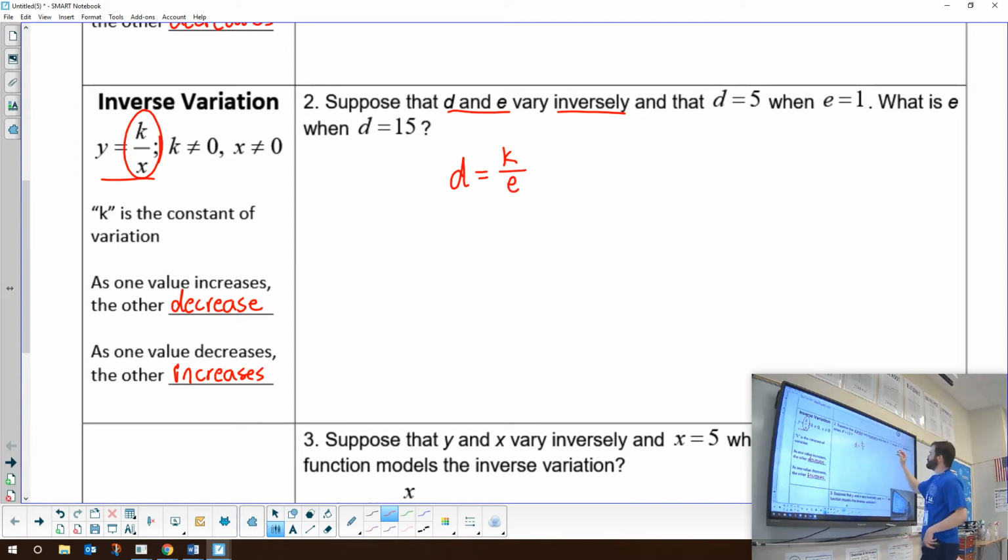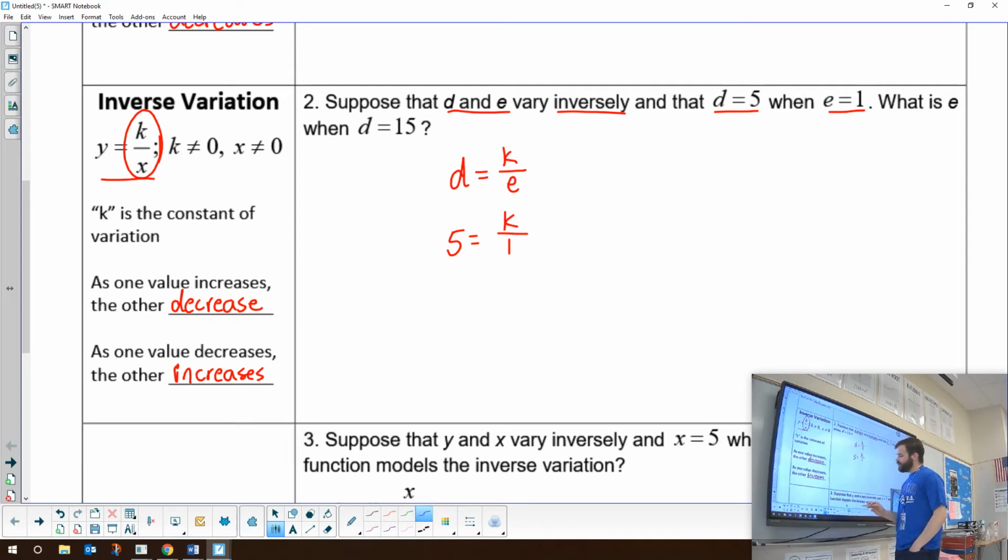Now it says D and E are 5 and 1. So I can put those in here and solve for what my constant of variation is, and then I can use that constant of variation to solve for any missing piece that I'm looking for. So we're going to plug in 5 for D and 1 for E, and we're going to solve for K now.